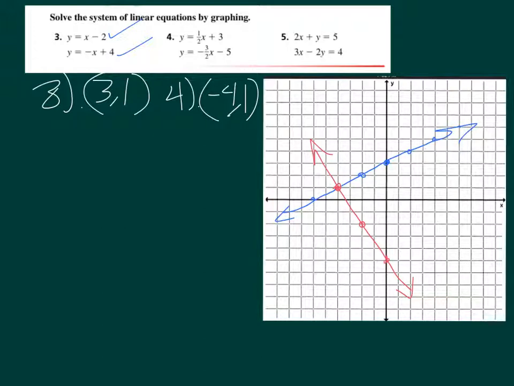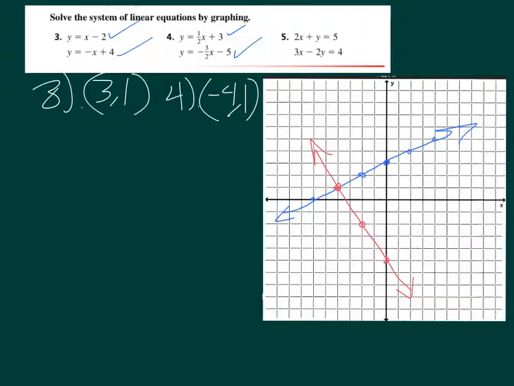So 1 equals 1/2 times negative 4 is negative 2. Negative 2 plus 3 is 1. So 1 equals 1. That checks out for the first line. The second line, we have 1 equals negative 3 over 2 times negative 4. The 2 and the 4 would cancel out, and I would get 2 times 3, which would be negative 6 minus 5. But since that 4 is negative, it would be positive 6. So it would be 6 minus 5, and I would get 1 equals 1 again. So we found that negative 4, 1 checks out.